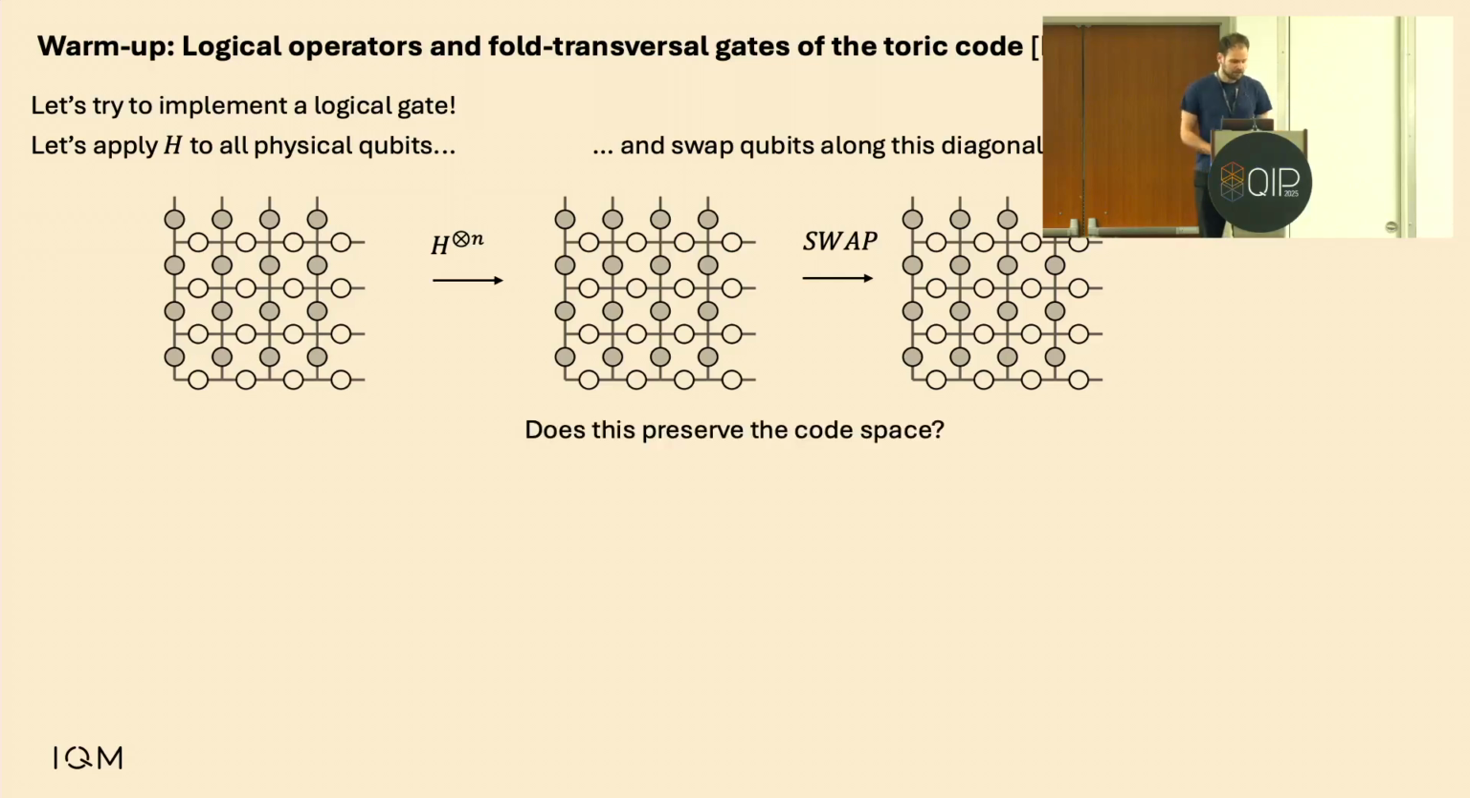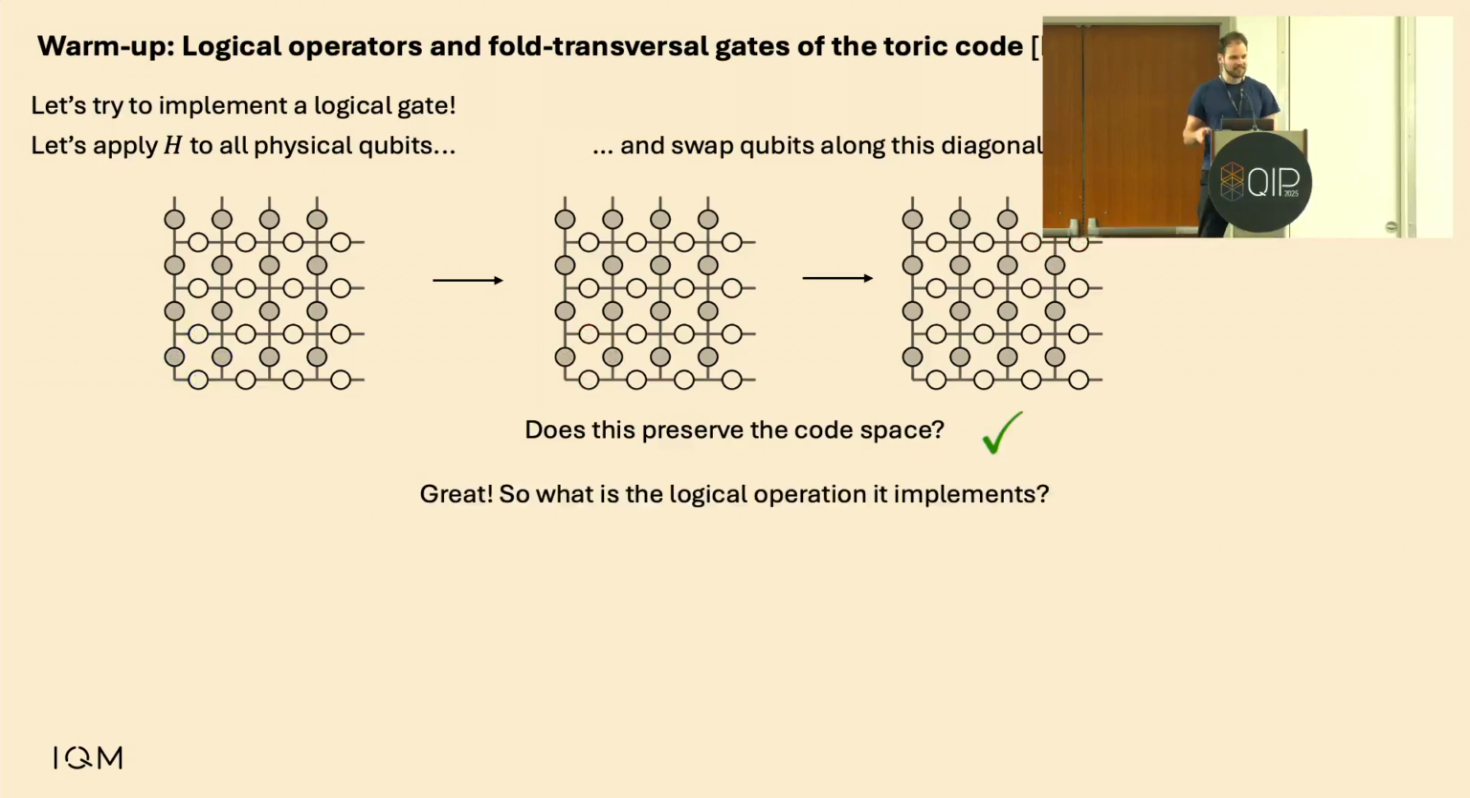And it's not hard to see that this will preserve the code space, because stabilizers will be mapped to stabilizers, and you get actually all stabilizers back. So this will preserve the stabilizer group, and by that it will also preserve the code space. And once you have realized that, the next question is, what is the logical operation you get from this? And here's where this property becomes very handy, that the logical operators had this nice structure.